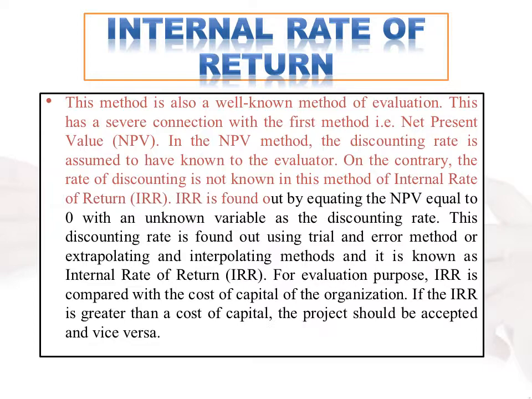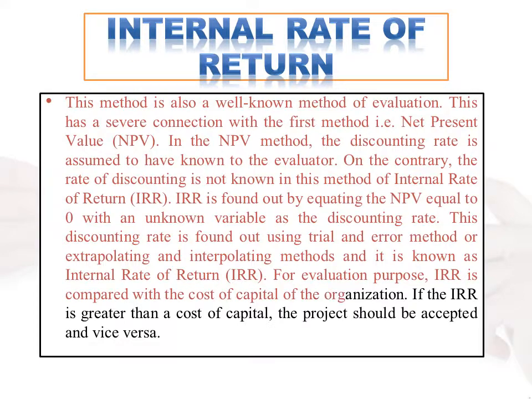IRR is found out by equating the NPV to 0 with an unknown variable as the discounting rate. This discounting rate is found out using trial and error method or extrapolating and interpolating methods, and it is known as internal rate of return. For evaluation purpose, IRR is compared with the cost of capital of the organization. If the IRR is greater than the cost of capital, the project should be accepted and vice versa.